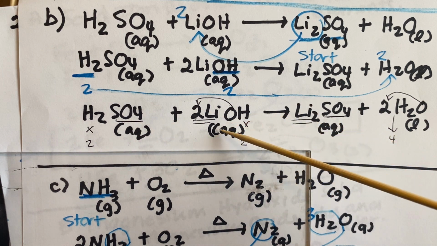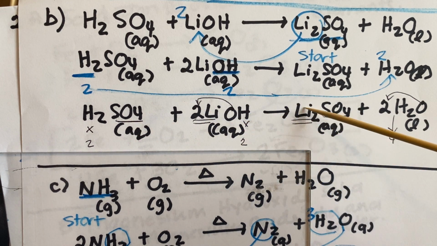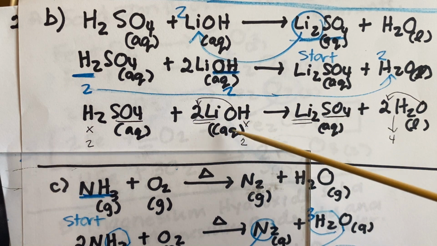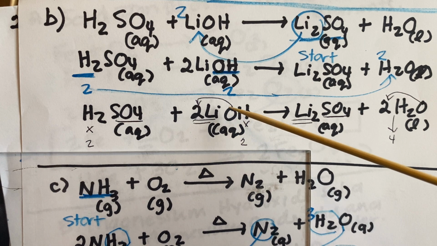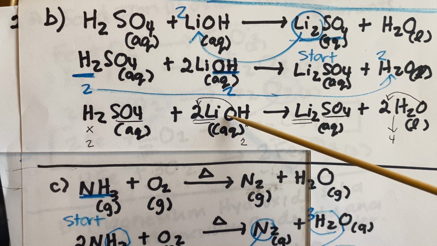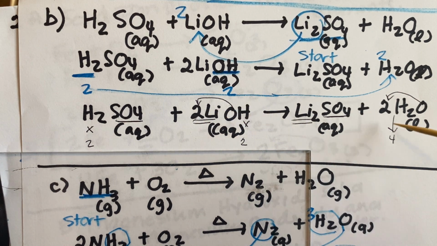And now we're going to look here at the lithium. There's 2 lithiums here. There's 2 lithiums here. And the OH, basically here, we're going to look at the O, because we looked at the H already. Well, there's going to be 2 oxygens here. And of course, we have 2 oxygens here. This balances out.